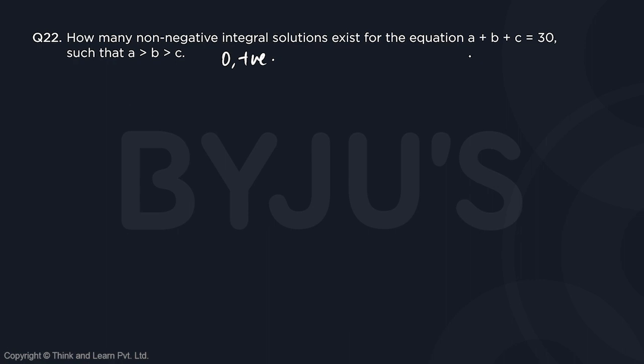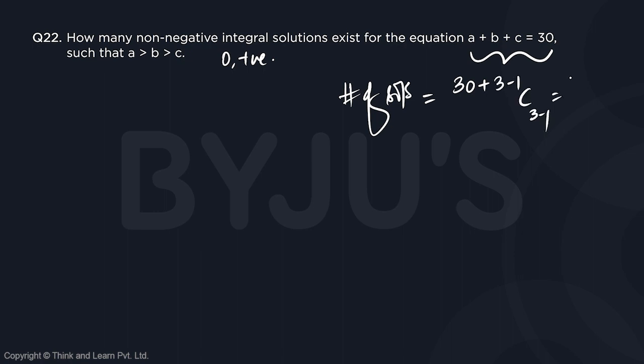Now, we use the distribution formula in such kind of questions. If I ignore the conditions, the number of solutions overall is going to be 30 plus the number of variables minus 1, C, number of variables minus 1. This will result in 32C2, which will become 32 into 31 divided by 2, which is 16 into 31, which is 496. So we are going to have 496 solutions if we ignore the condition overall.